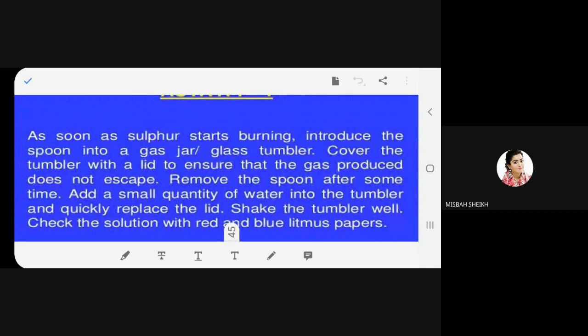Okay. Now, when you're heating the sulfur, it starts burning. When it starts burning, you have to put this spoon with the sulfur into a gas jar and cover it with a lid so the gas does not escape. After some time, remove the spoon and put a little bit of water into the tumbler and again close the lid. Shake the tumbler and again take the blue litmus paper or the red litmus paper.